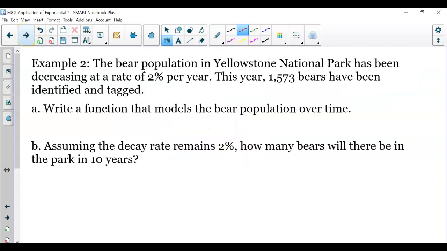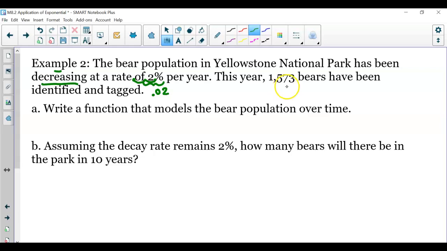Now let's take a look at example 2. The bear population in Yellowstone has been decreasing at a rate of 2% per year. So now notice, if this is decreasing, we're going to have decay. Now we're going to subtract to get that growth or decay factor at a rate of 2% per year. So again, 2%, we're not going to use 2 because that's out of 100. Move the decimal 2 times to the left. So this is 0.02. That is our rate.